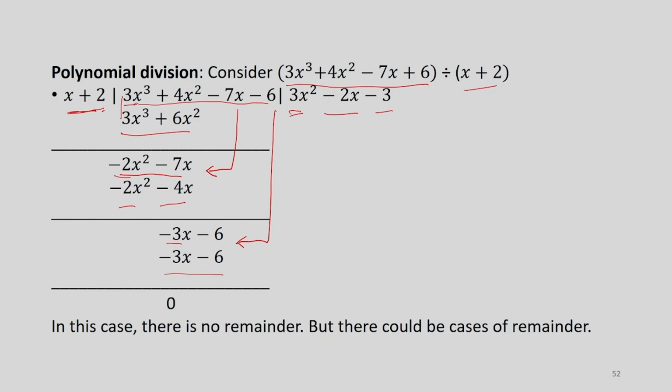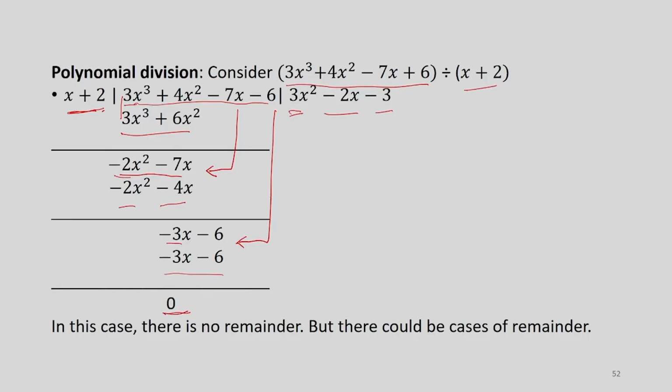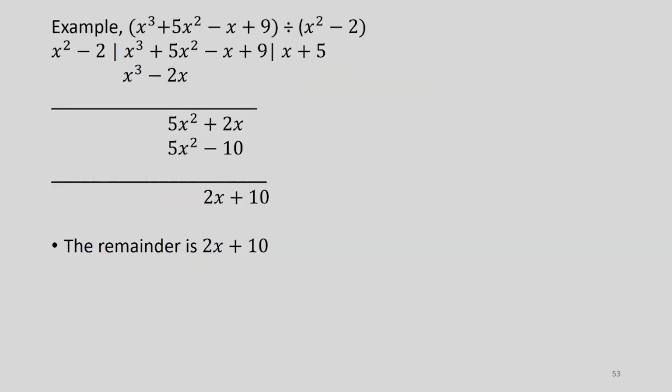In this case, there is no remainder here, it is 0, but this is not automatic. In many divisions there will be some non-zero remainders. Let us take one such example. So, here you have x cube plus 5x square minus x plus 9, this has to be divided by the divisor, which is x square minus 2.